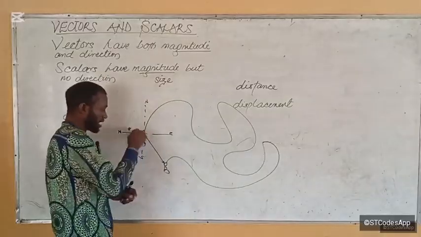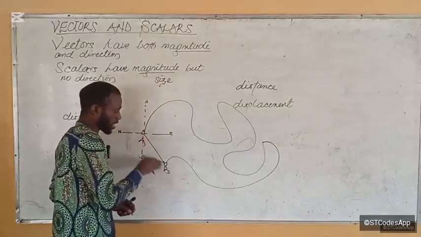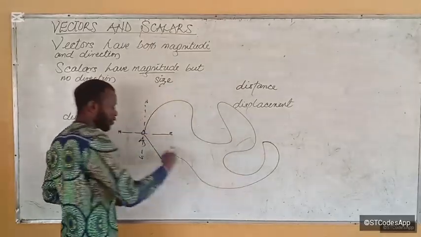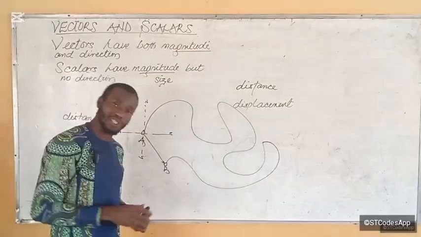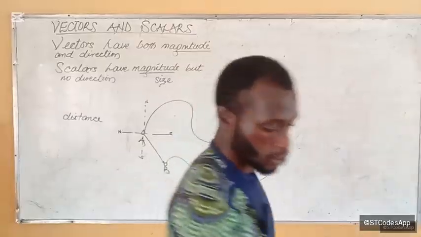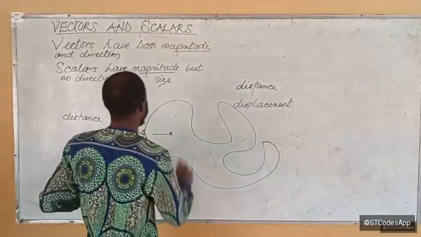Southeast. And this length is going to be from here to here. So whether it has moved in this curved path does not matter in displacement. It only matters in what? Distance. Do you understand now? So that's the difference between distance and displacement.